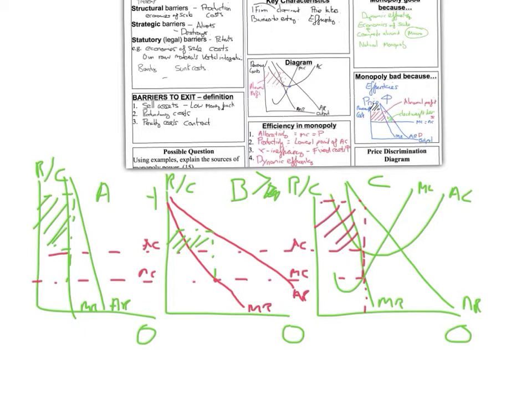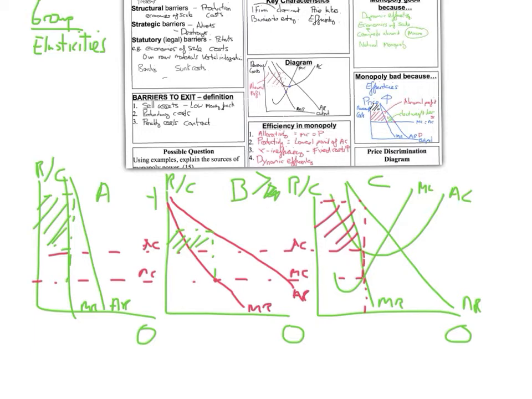So, price discrimination: there are 4 things that need to be in place for you to actually be able to price discriminate. Firstly, you need to be able to group your customers into different groups, and each group has to have different elasticities of demand. If they haven't got different elasticities of demand, then there's absolutely no point.